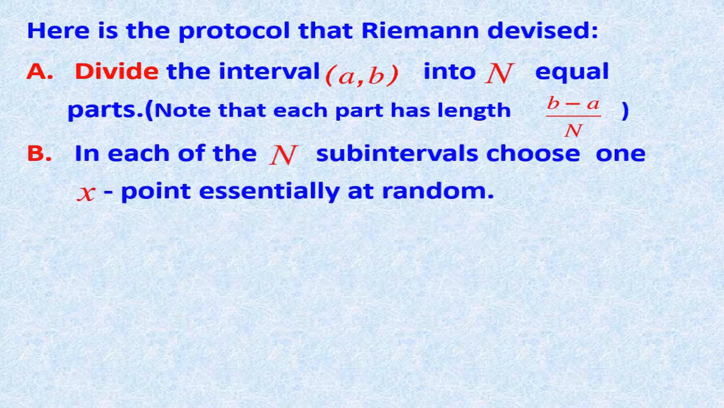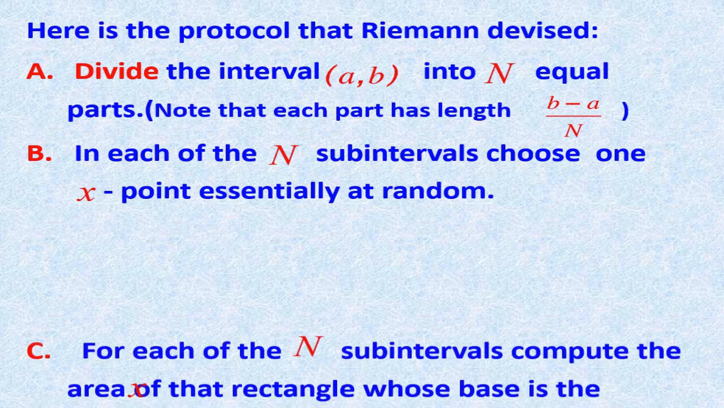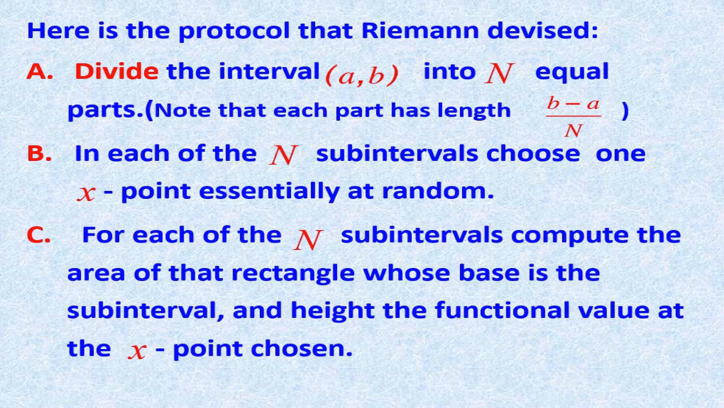In each of the n subintervals, choose one x point essentially at random. Letter B, can we get an x randomly? Yes, there will be n subintervals, but we will study that. Letter C, for each of the n subintervals, compute the area of the rectangle whose base is the subinterval and whose height is the functional value at the x point chosen. So we get the area.